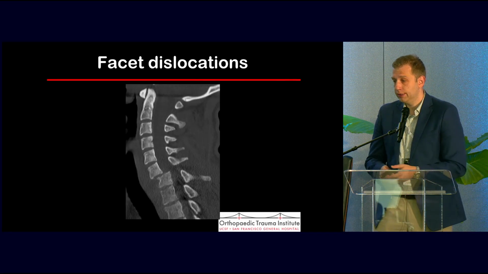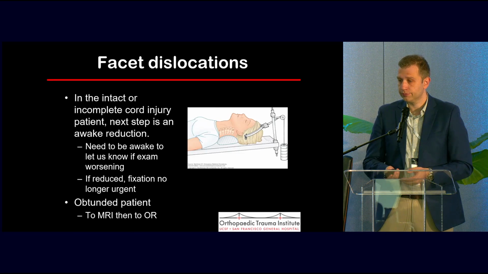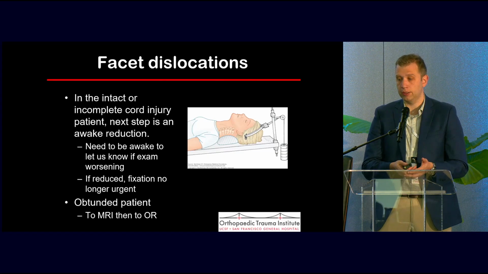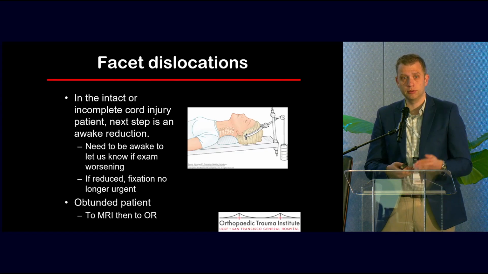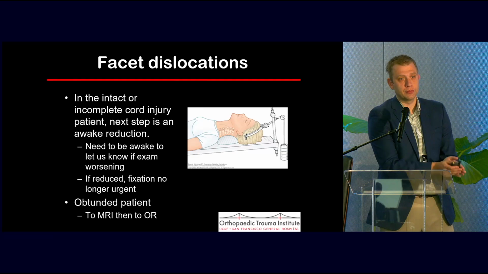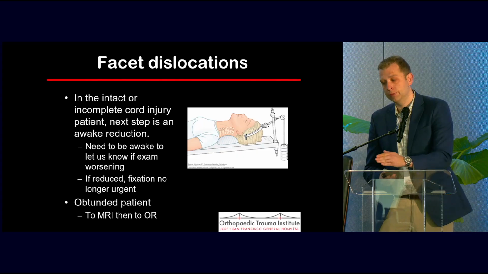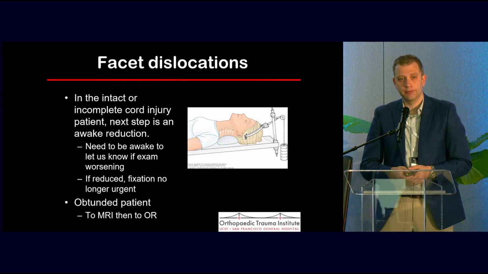And here you can see that you have about 50% displacement, so you have bilateral jump facets. In the intact or incomplete cord injury patient, the next step is an awake reduction. The patient needs to be awake and examinable to know if the exam is worsening. And if you close reduce the patient, fixation is no longer emergent, it just becomes urgent. If the patient's obtunded, you take him to MRI and then to the operating room.